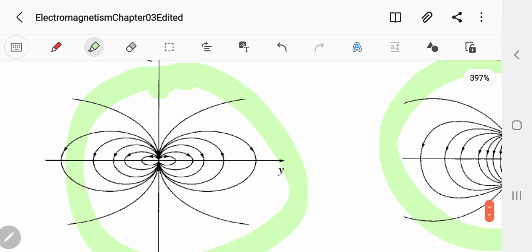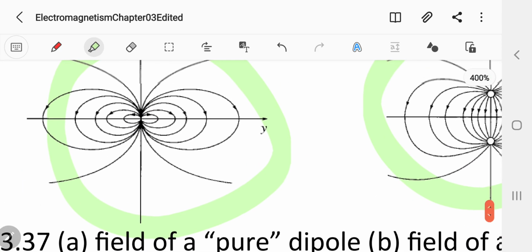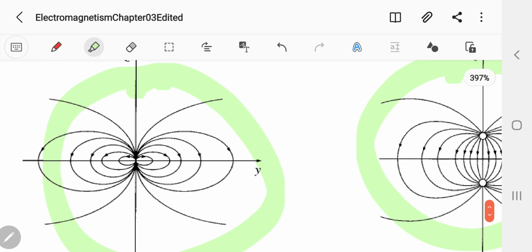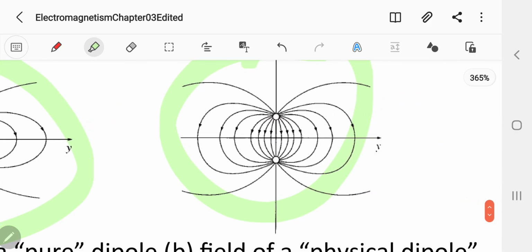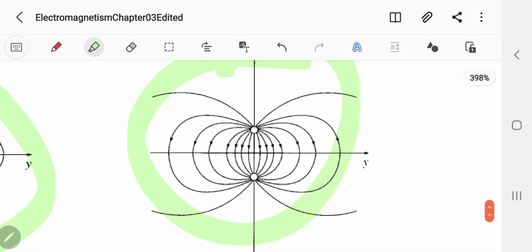Look, you are very far away from the dipole. You experience a field that is different from a radial direction for a dipole. This one is for a pure dipole, a pure dipole, you're very far away. This one is a physical dipole. When you go nearer to a dipole, this is what it looks like.